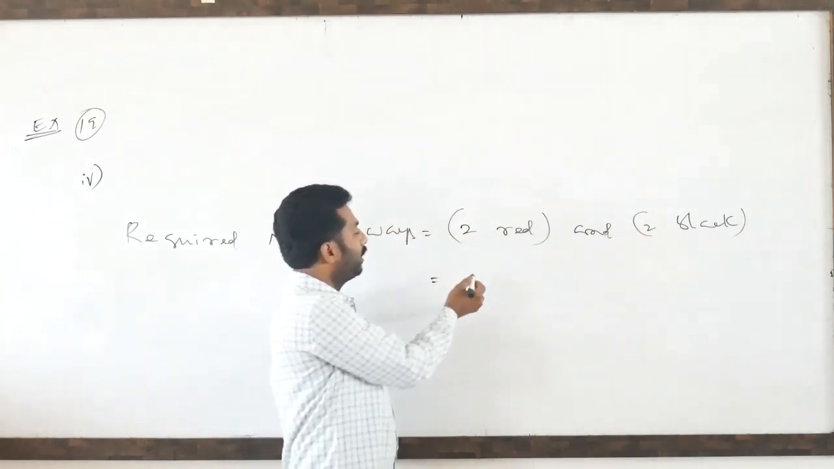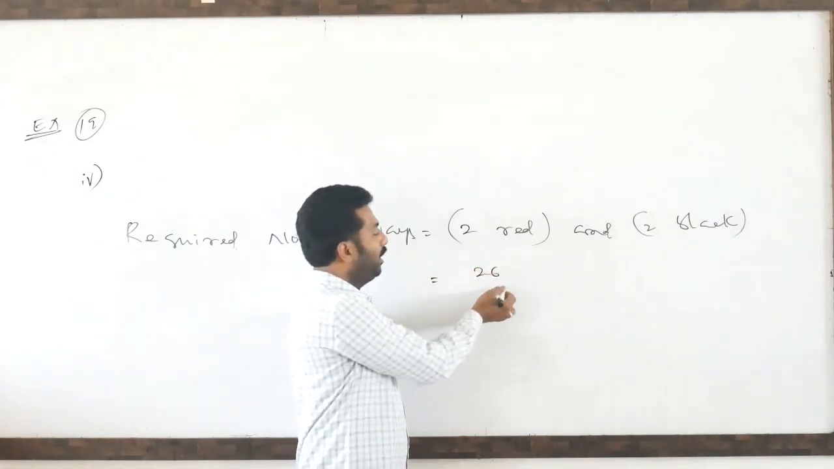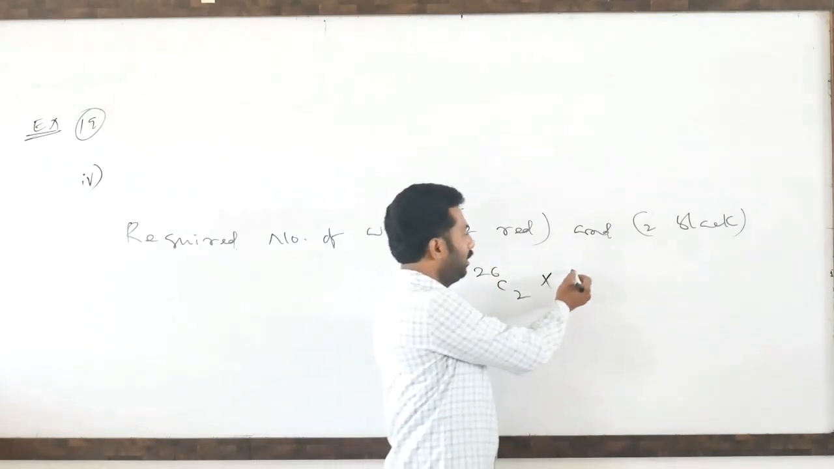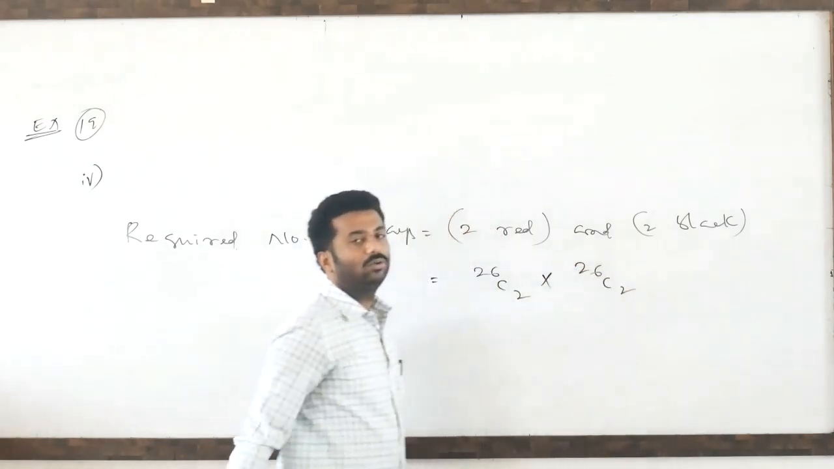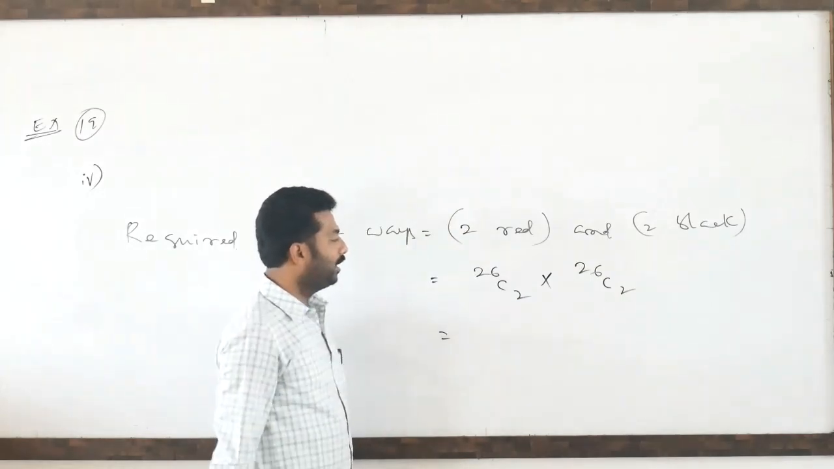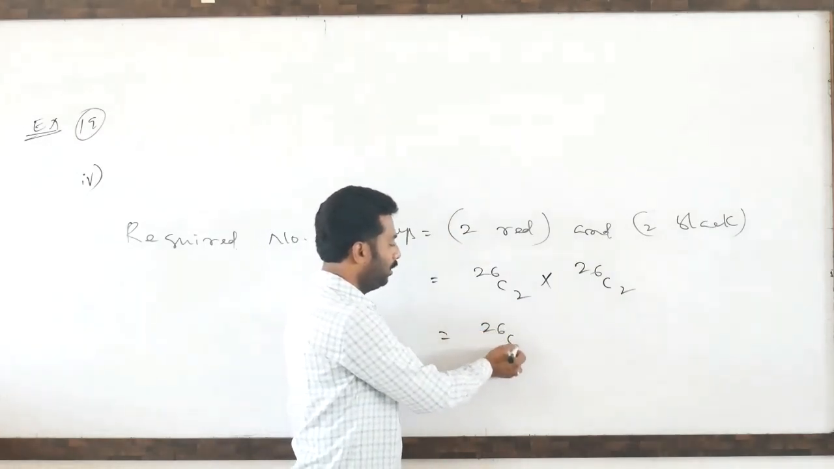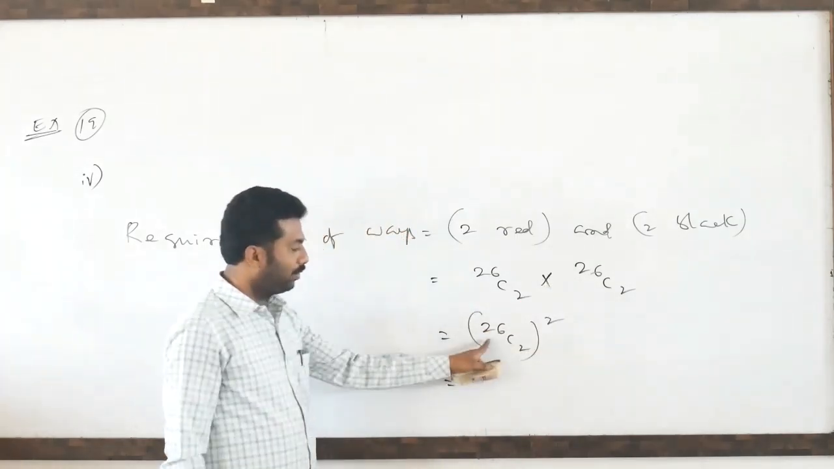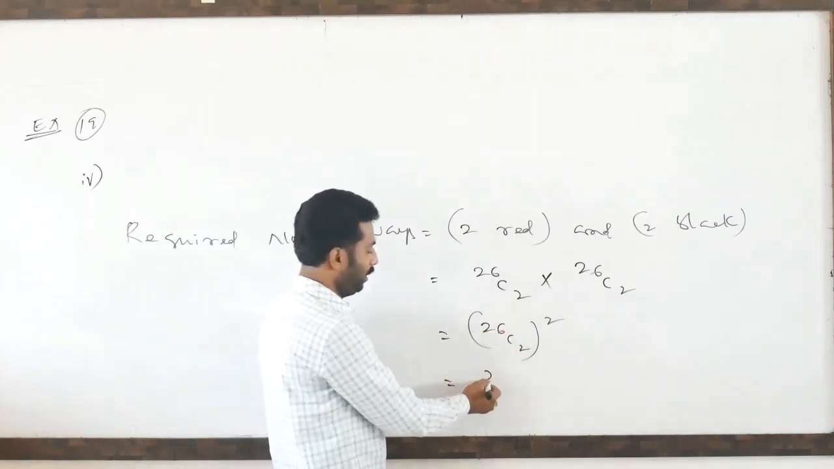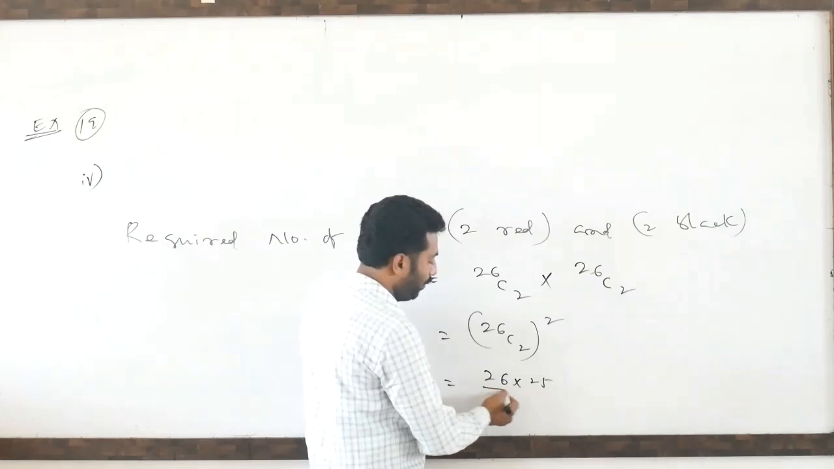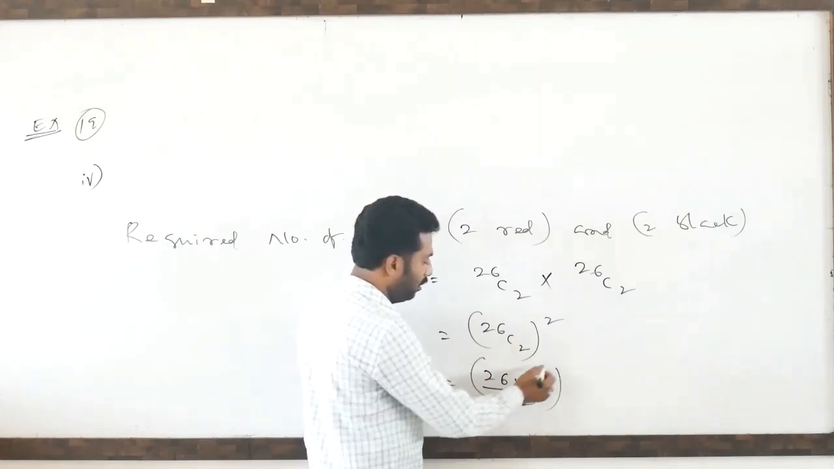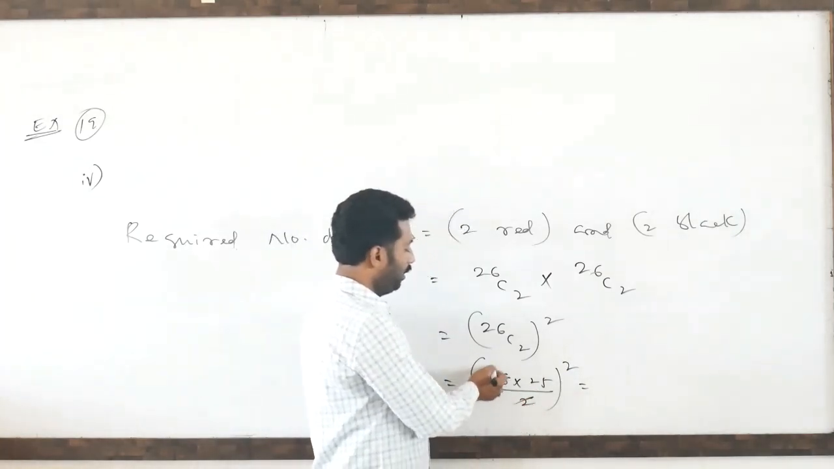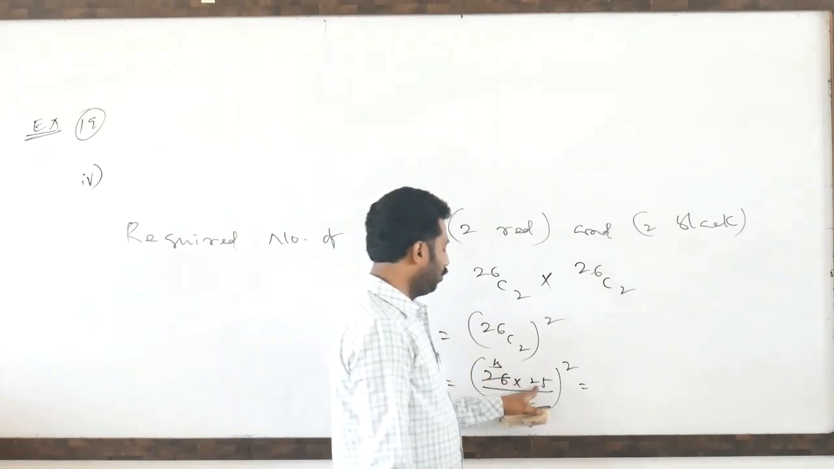How many red cards are there? 26. How many cards do we have to select? 2 cards, and means into. Another 26 black cards are there, 2 can be selected. So that is 26C2 into 26C2, whole square. How to write it? 26 into 25 divided by 2 factorial, whole square. So this is 30 times cancel, giving 13 into 25.